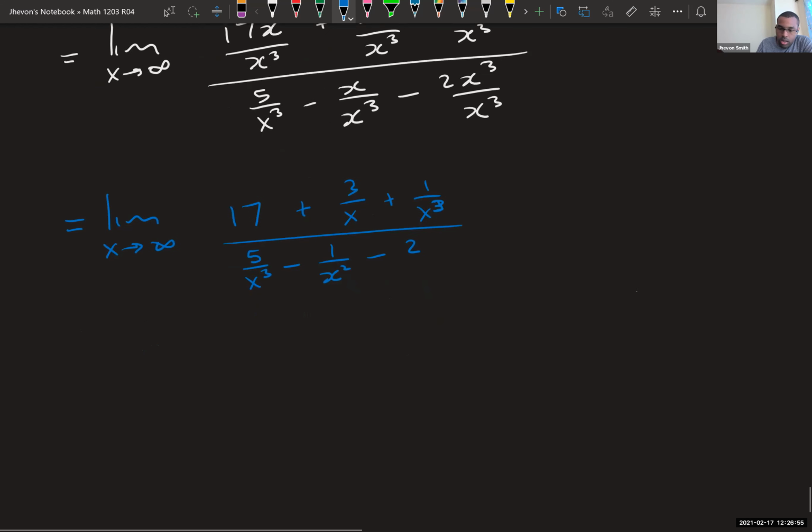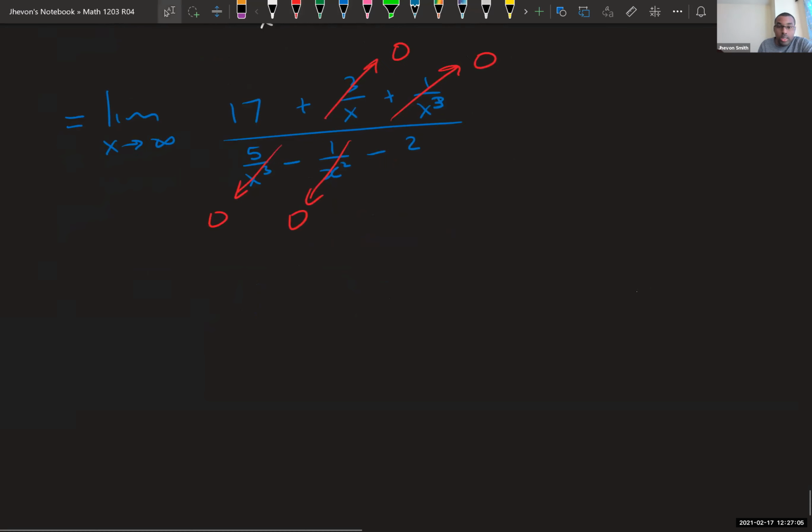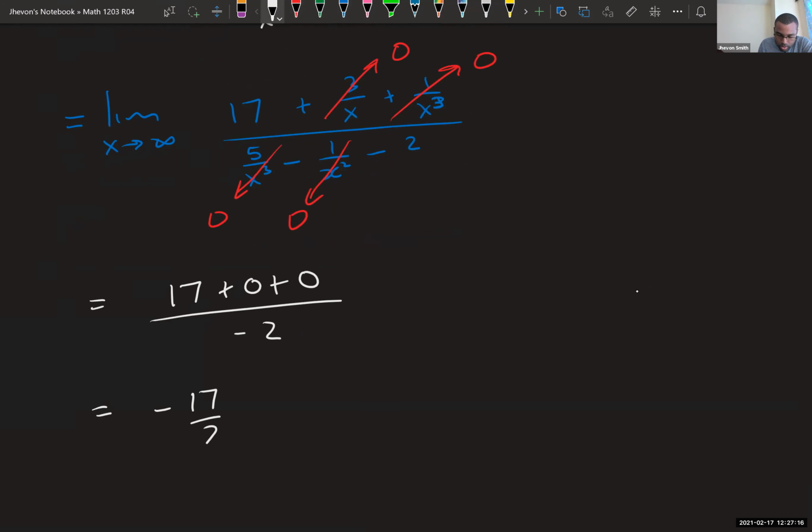You are then going to notice that that guy's going to go off to 0, that's going to go off to 0, that's going to go off to 0, by applying the limit properties. I can do it in the top and bottom as long as I get a finite answer. So now this ends up just being 17 plus 0 over minus 2. So negative 17 over 2 is the answer here.